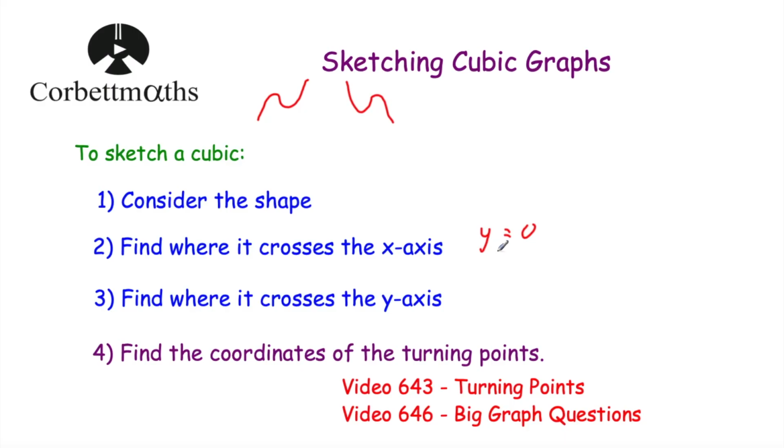There may be part of the question where you've already factorized the cubic, which would be handy for that as well. In terms of part 3, finding where it crosses the y-axis, you're then going to let x equal 0. And also find the coordinates of the turning points. You'll probably have done that as part of the question already. And if you want some extra help on those, you can watch those videos.